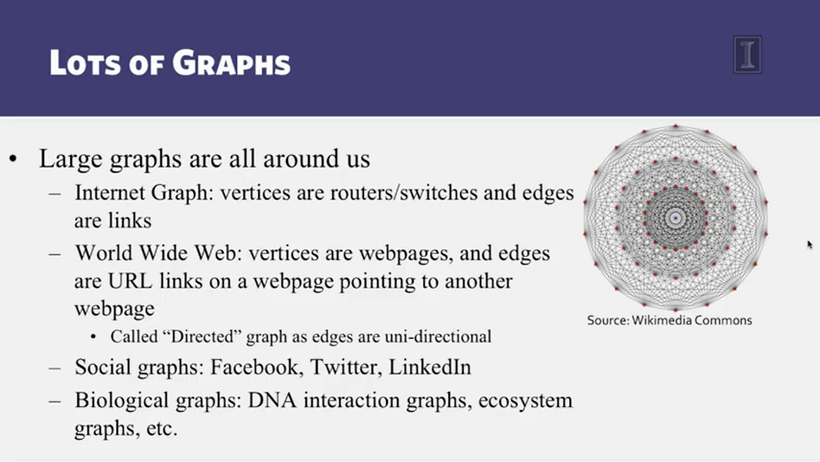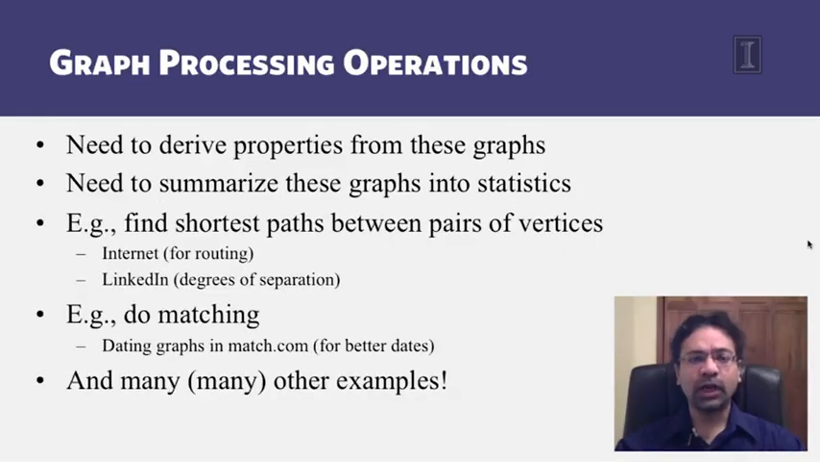So in fact, in any area of science, you can find graphs, you can draw graphs, and then you want to make sense of these graphs. So graph processing operations try to derive properties from these graphs. They try to summarize graphs into statistics so that you can understand what the graphs are telling you much better.